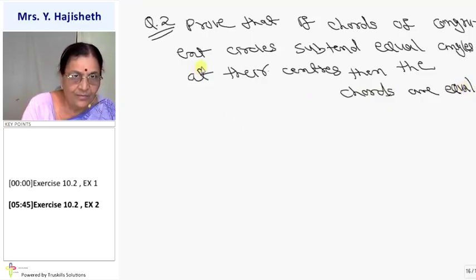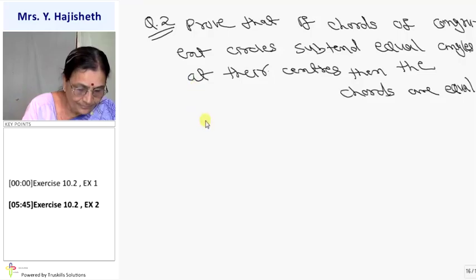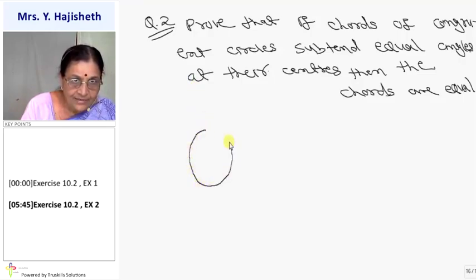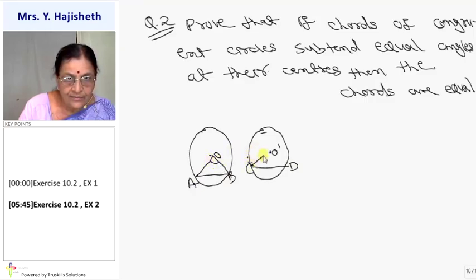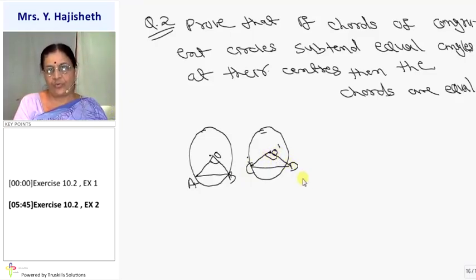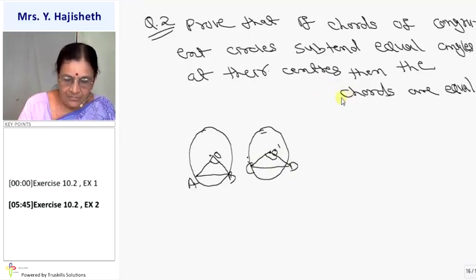पहले हम क्या करेंगे? दो figure बना देंगे. दो circle बना देंगे. एक circle congruent, दूसरा भी congruent मतलब same radii, इसका O center, इसका O' center, AB and CD are two chords. They are not equal, they are the two chords of two circles, but what is given about them, that angle AOB is equal to angle CO'D. Clear? These two angles are equal, given. And I want to prove AB is equal to CD.